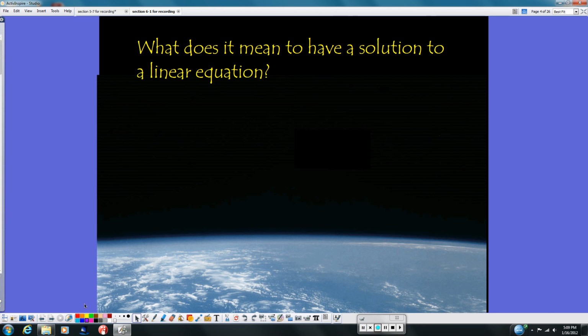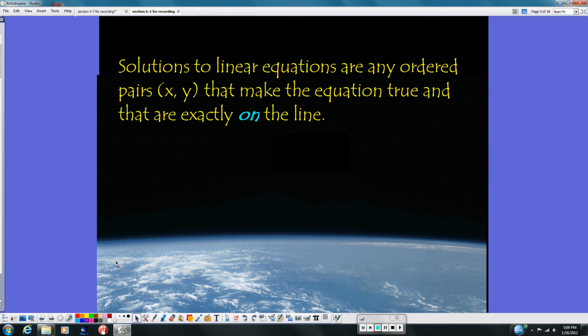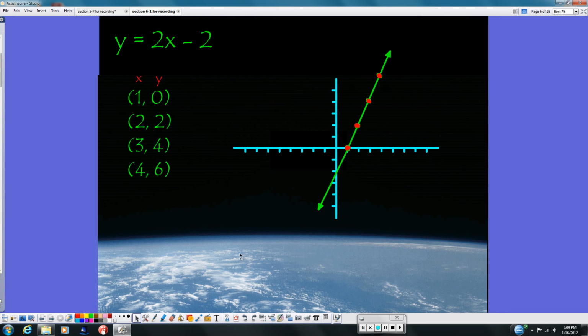So, what does it mean to have a solution to a linear equation? Well, in order to be a solution, it has to be a point on that line. So, solutions to linear equations are any ordered pairs, x, y, that make the equation true and that are exactly on the line. So, for example, here we have y equals 2x minus 2. All of these would be solutions to our equation because all of these are points on the line.